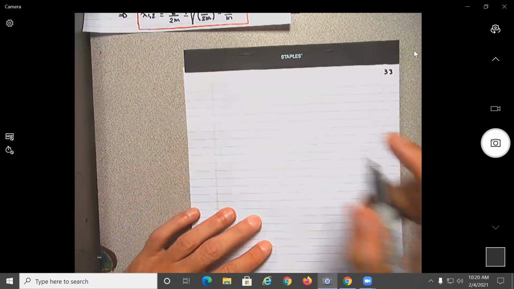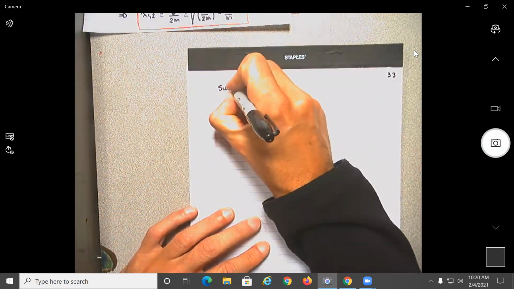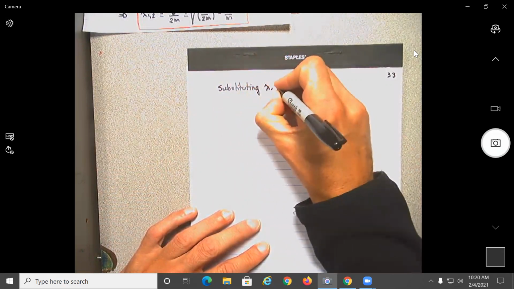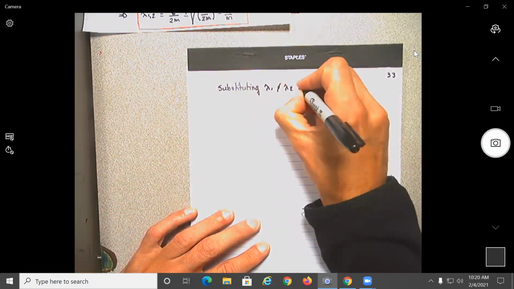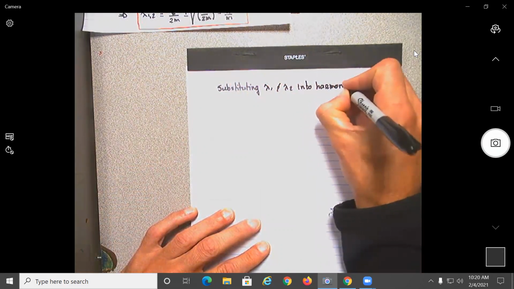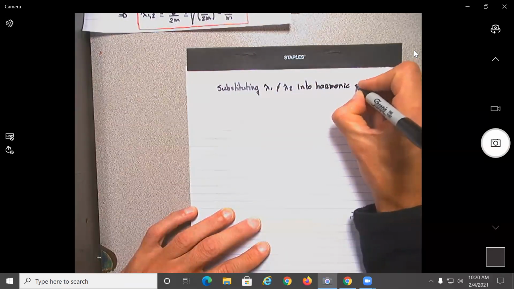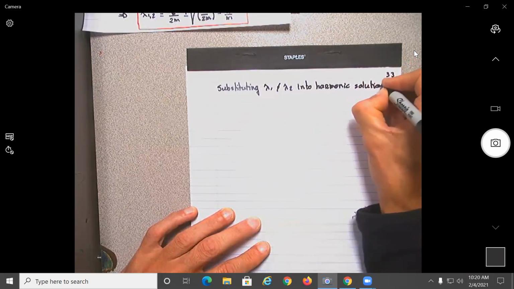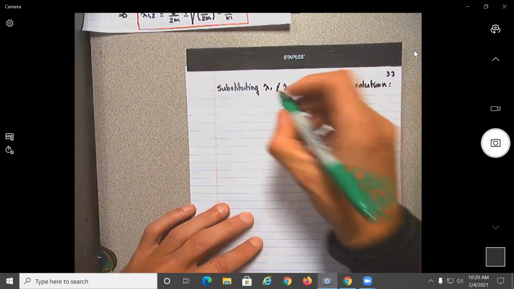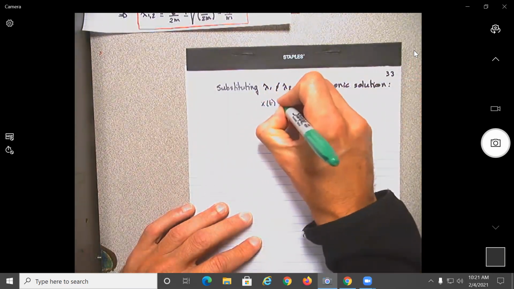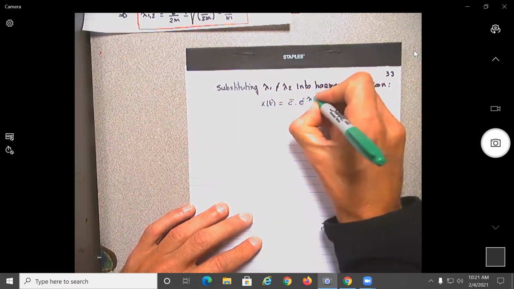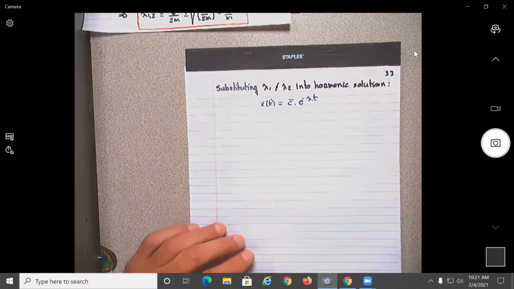So substituting lambda 1 and lambda 2 into the assumed solution, or into the harmonic solution, it doesn't matter. What do we have? So the assumed solution is x of t equal to c bar exponential of minus lambda t.